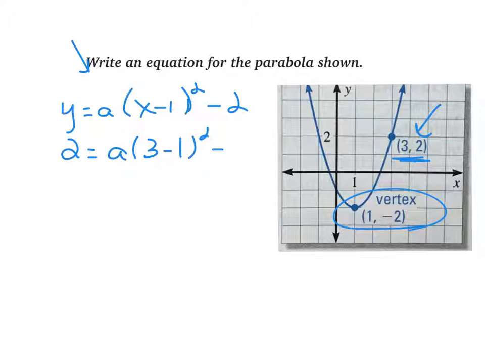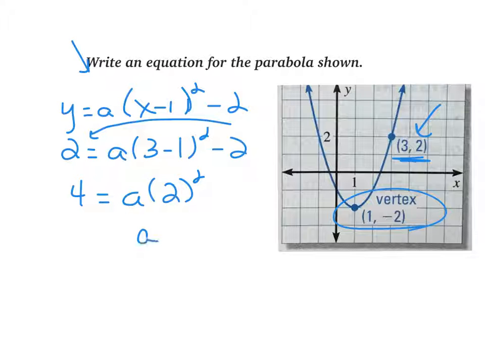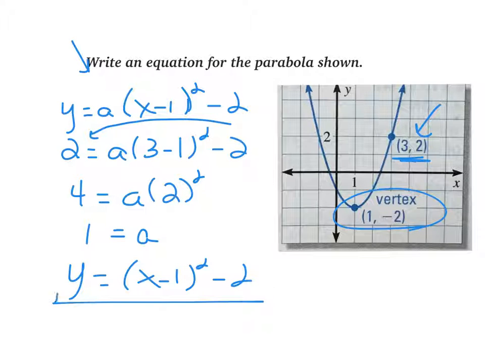Let me do this first. I'm going to move the 2 over, which will give me 4. Here I have an a, and if I do 3 minus 1, that's 2 squared. 2 squared is 4. If I divide both sides by 4, I get 1. And so my final equation is going to be y equals 1, I'm not going to write the 1, but there's a 1 there, (x minus 1) squared minus 2. And that's it. That's your equation. So use what they give you and come up with your equation. I probably should have known it was 1, because if you look from here to the next point it hits right here, it does go up 1 over 1, which kind of makes sense.